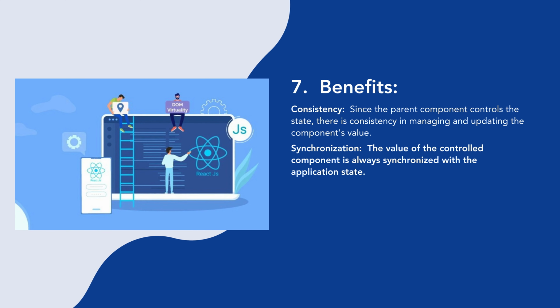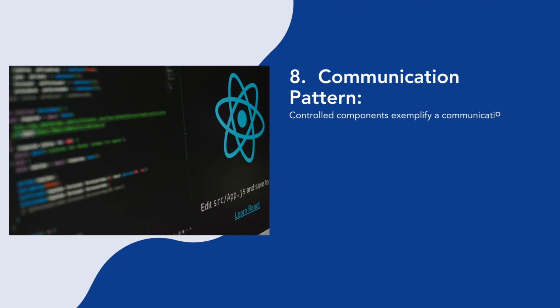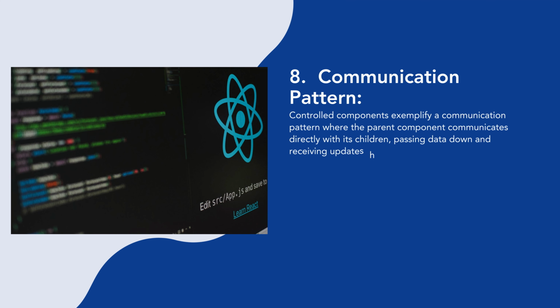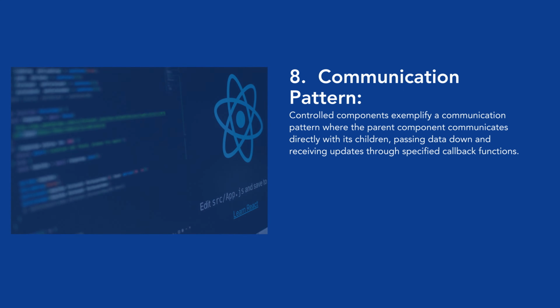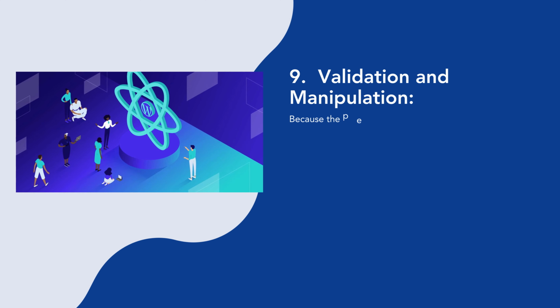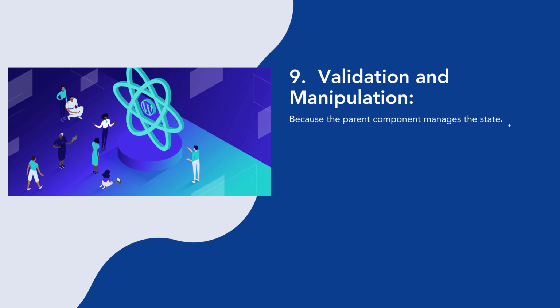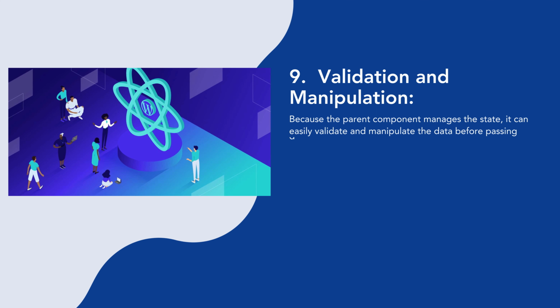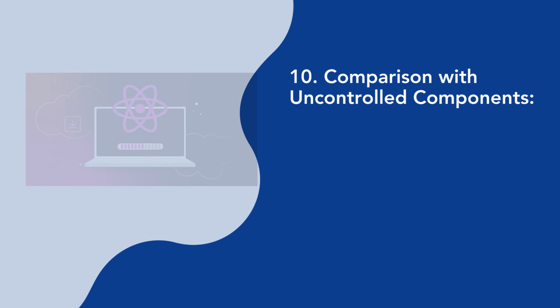Communication pattern. Controlled components exemplify a communication pattern where the parent component communicates directly with its children, passing data down and receiving updates through specified callback functions. Validation and manipulation. Because the parent component manages the state, it can easily validate and manipulate the data before passing it down to the controlled component, ensuring data integrity.